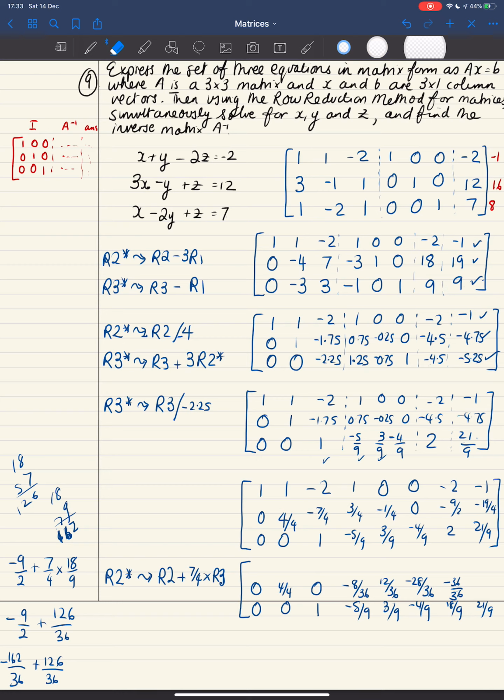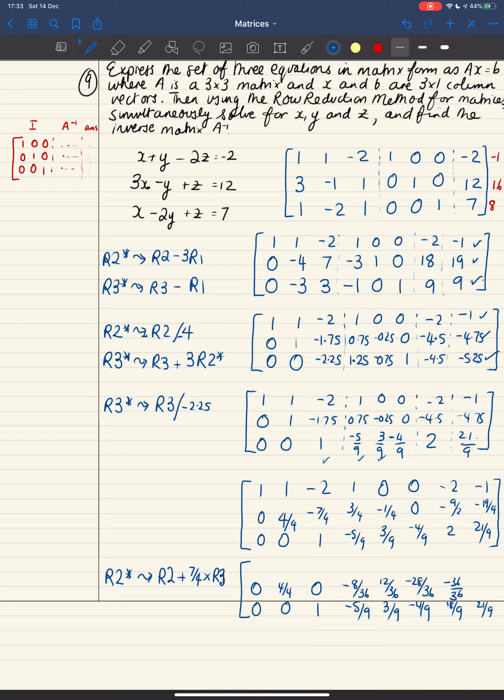And the addition one, and I really hope this is right. So I've got minus 19 over 4 plus 7 over 4 times 21 over 9. Minus 19 over 4 plus 147 over 36. 19 times 9, 81. You can do this on your calculators, don't worry about what I'm doing here. Minus 171 over 36 plus 147 over 36. Oh, that's over 36 now, because I multiplied top and bottom by 9. Minus 24 over 36.